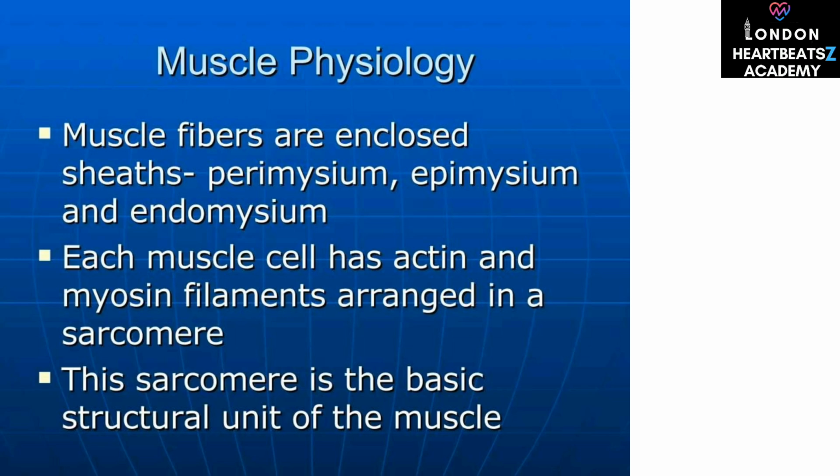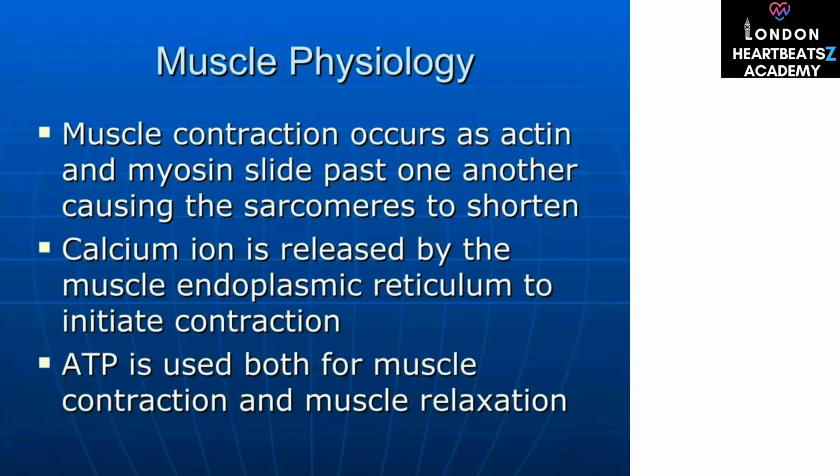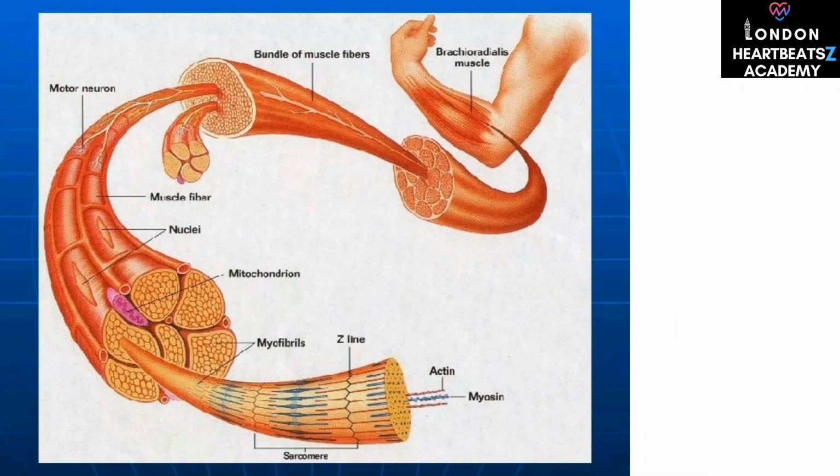Each cell contains actin and myosin filaments arranged in a sarcomere, the muscle's basic structural unit. Muscle contraction occurs when actin and myosin slide past one another, shortening the sarcomeres. Calcium ions initiate this process, and ATP is essential for both contraction and relaxation. This diagram illustrates the structure of a muscle, showing muscle fibers, the motor neuron connection, and the arrangement of actin and myosin within a sarcomere.